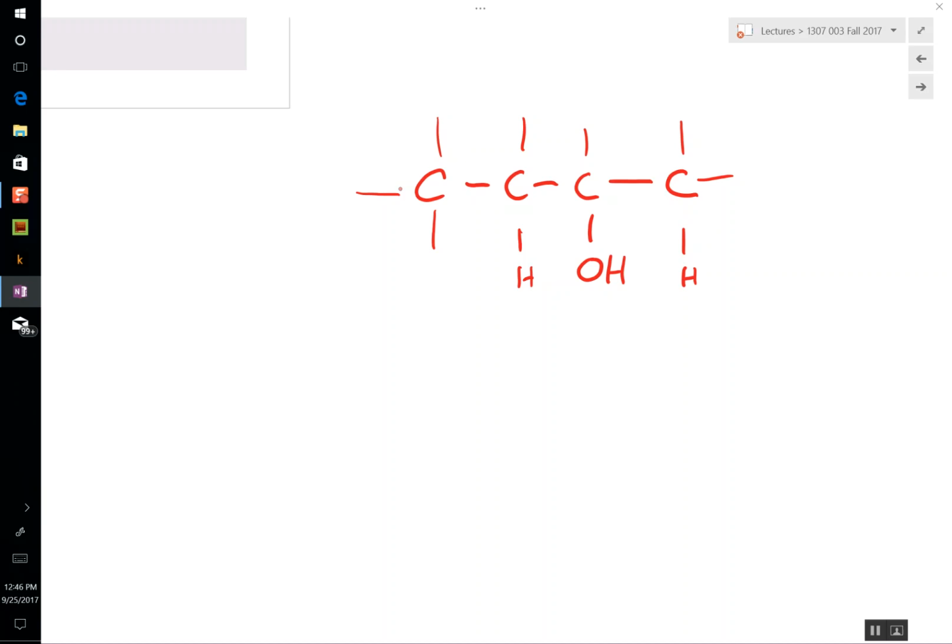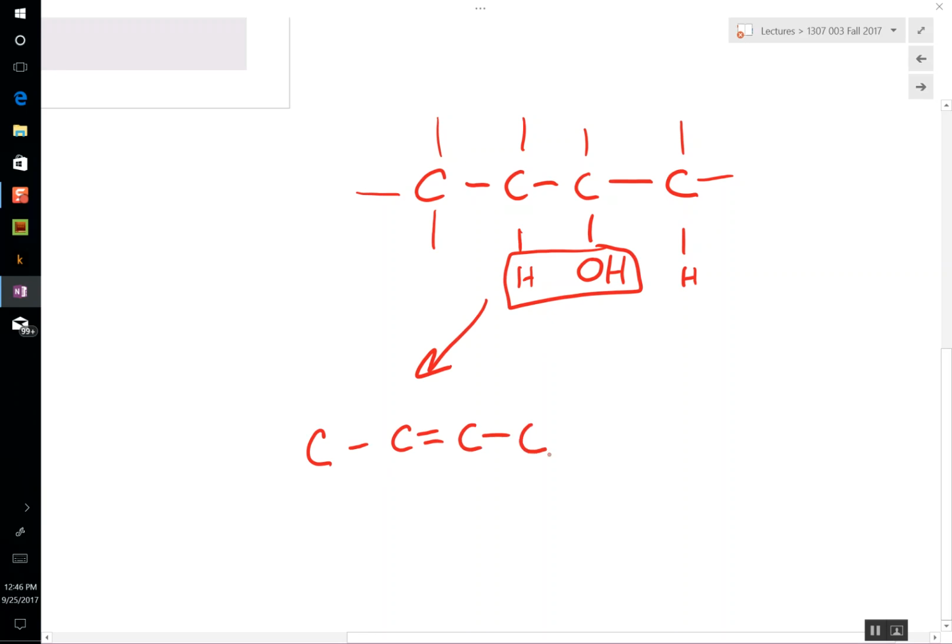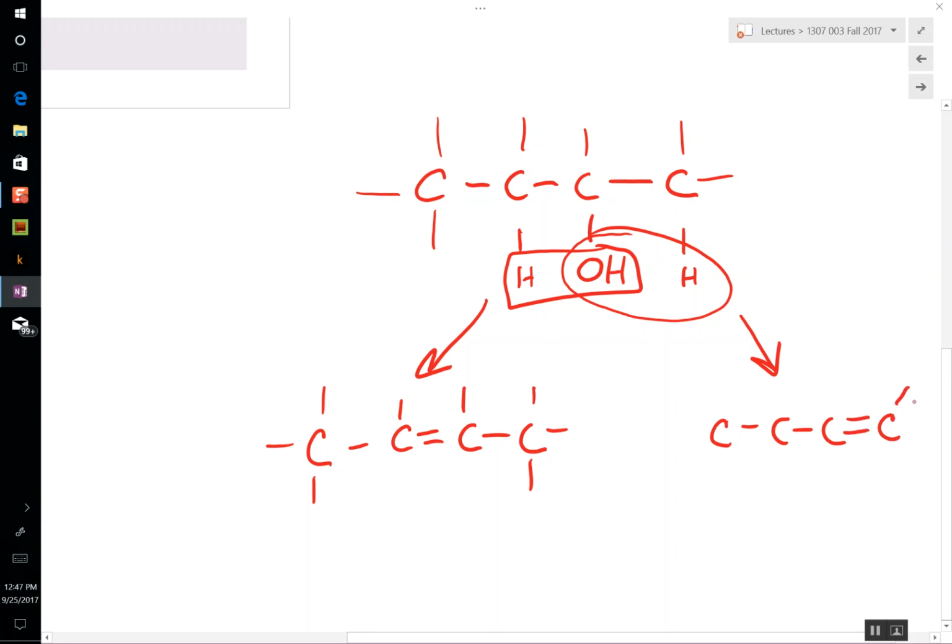Okay? So, in one case, if we removed this, can you see we would get this? Yes? And if we removed this, I'll put a circle around this, what would we get? Where would the double bond be? All right there on the end. So now we have a situation where there are two distinctly different possible products.